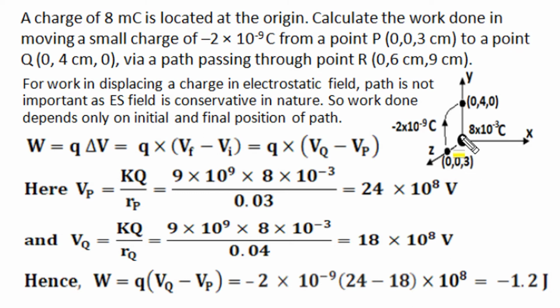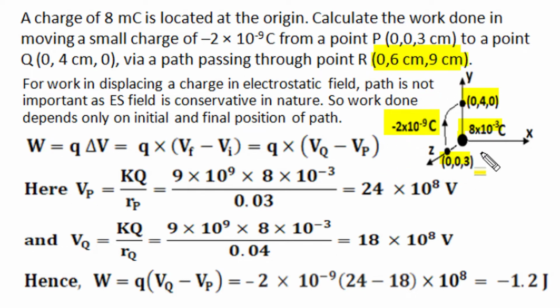A positive source charge of 8 millicoulomb is situated at the origin of a three-dimensional plane, and we have to calculate the work done in moving a small negative 2 nanocoulomb charge from position P having coordinate 0, 0, 3 to position Q having coordinate 0, 4, 0, both coordinates in centimeter, through a path which passes through the point R with coordinates 0, 6, 9 centimeter.